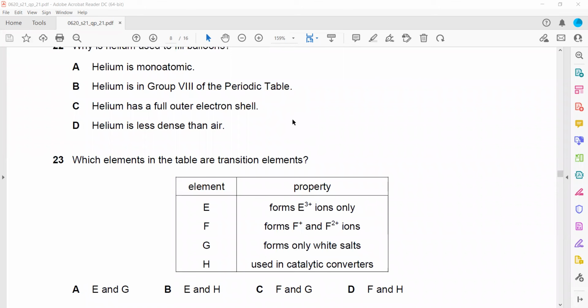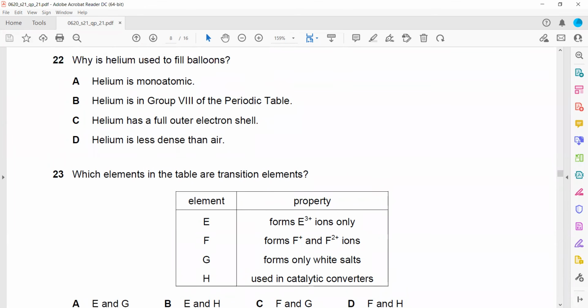So C is the right answer. In question 22, why is helium used to fill balloons? Like normal balloons, why are they filled with helium?